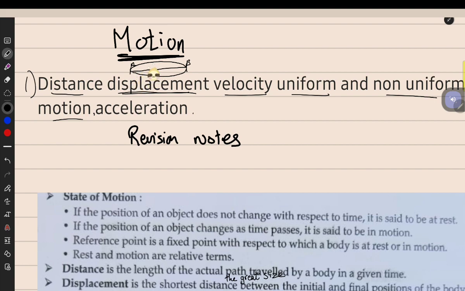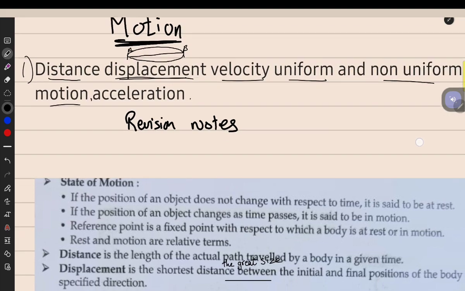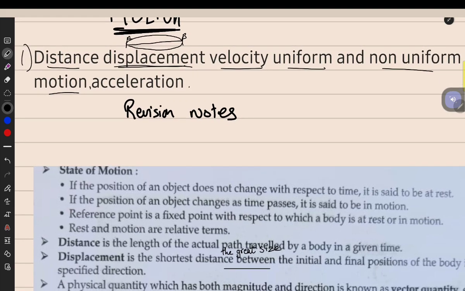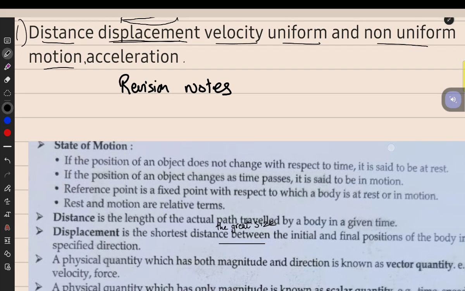Why is it zero? Because it ends in the place where it started. Displacement means the distance between the starting and the final place. So what is meant by velocity? We will see uniform or non-uniform motion. Uniform means things are done at the same speed. Non-uniform motion means the motion will not be equal. It will vary from time to time.